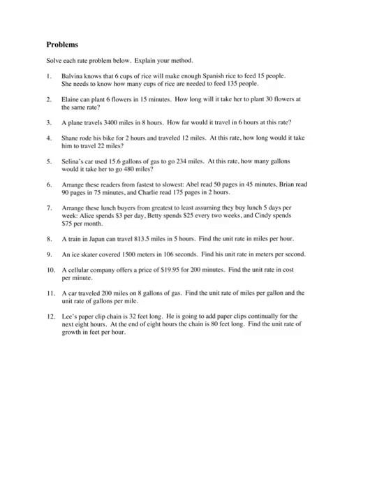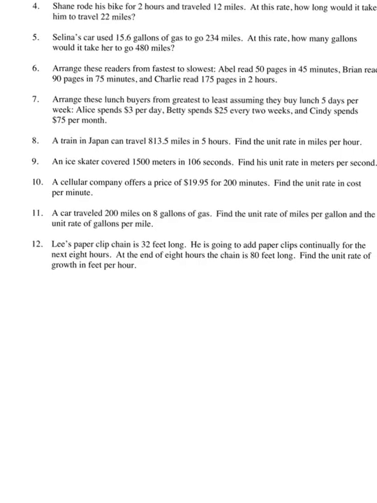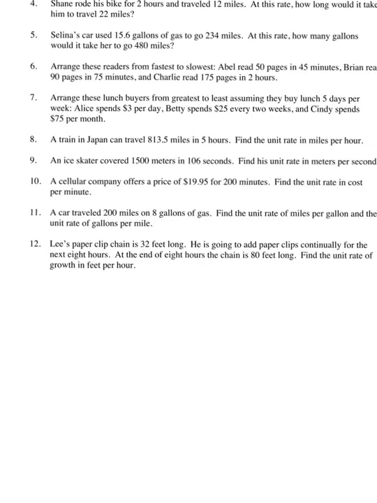So I'll do number 9 first. Number 9 says an ice skater covered 1,500 meters in 106 seconds. Find his unit rate in meters per second. So what we want to figure out is how many meters does he go per second. When it says meters per second, that means per 1 second. That's the unit rate.